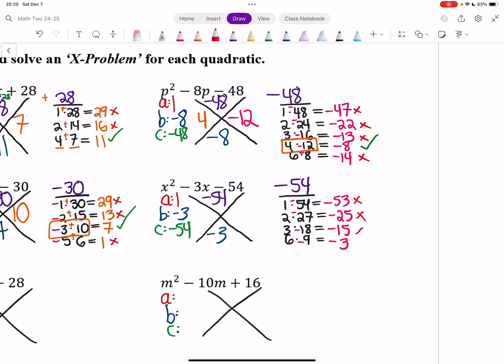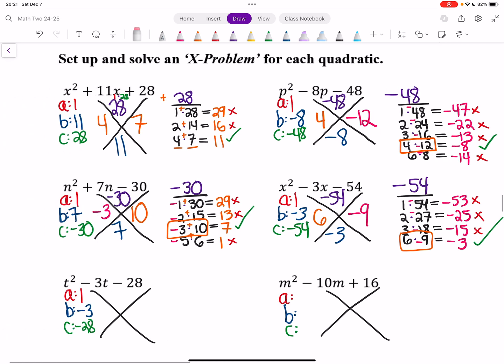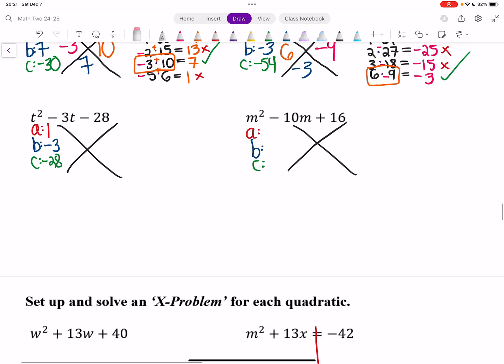Once again, hopefully it's fairly easy to see which factor pair gives us the correct solution. So this P and Q are the solutions to the x problem, a positive 6 and a negative 9. I will check to make sure that works. 6 multiplied by negative 9 is negative 54, and 6 add negative 9 is negative 3. So it looks like we solved correctly.